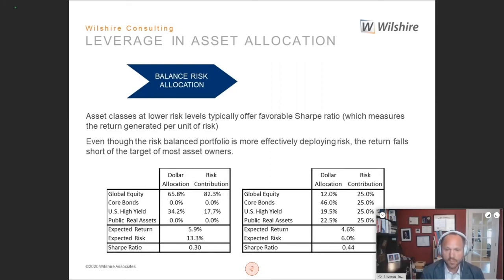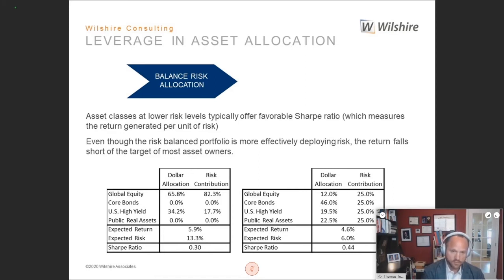what we're talking about. A very important, critical point as we talk about a balanced risk allocation is that, generally speaking, as the efficient frontier illustrates, asset classes at lower levels of risk typically have more favorable Sharpe ratios or risk-adjusted returns. But when you think about what that means, they might more efficiently deploy risk, with higher risk-adjusted returns, but the absolute level of return can rarely meet an investor's expectation. You can see that in the table at the bottom.